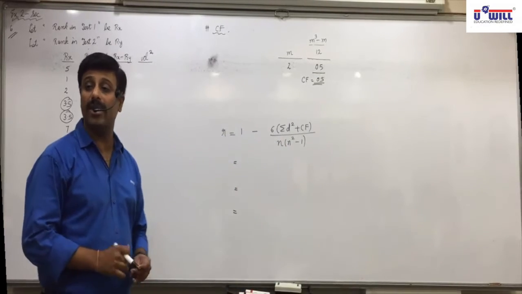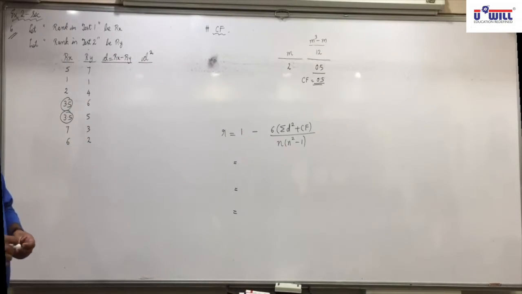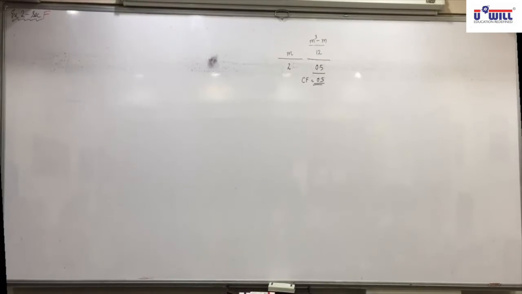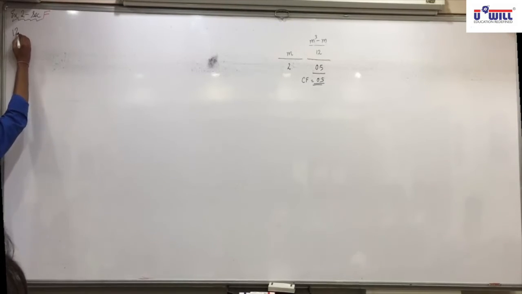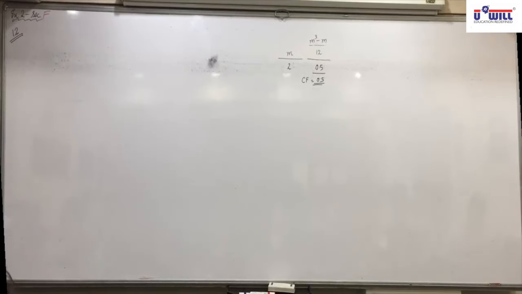Will you be able to do it further on your own? Yes. Complete it fast. 0.13, everyone got it? Now look at section F, question 12. Be attentive. It's a short question, all the information is directly given, we just have to apply the formula.